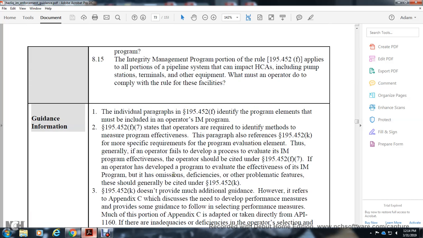Contact information. Paragraph (f) of 195.452 identifies the program elements that an operator's integrity management program must include, including 195.452(f)(7). The operator is required to identify the methods for measuring the program's effectiveness, and 195.452(k) more specifically requires the program evaluation elements. Generally, if an operator fails to evaluate integrity management program effectiveness, the operator should be cited under 195.452(f)(7). If the operator develops the program and evaluates the effectiveness of the integrity management program but has omissions, deficiencies, or problematic features, these should generally be cited under 195.452(k).